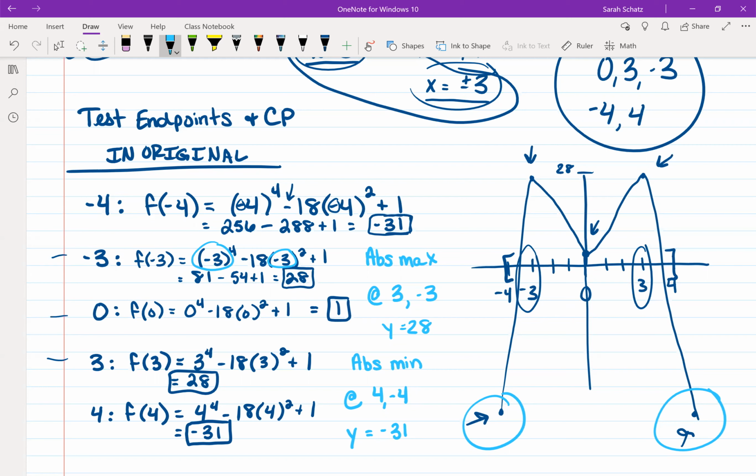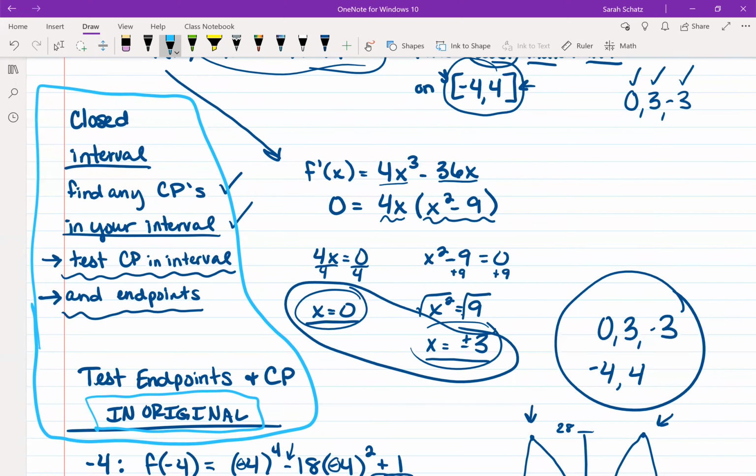So we find critical points. Now, remember, if you find a critical point and it happens to not be in your interval, we don't have to test it. There's no way it's a solution, right? But any critical points that are in your interval and endpoints, we put them in a list just like this, and we test in the original. Basically, we just want to know what their y values are so I can see which one's the biggest and which one's the smallest.